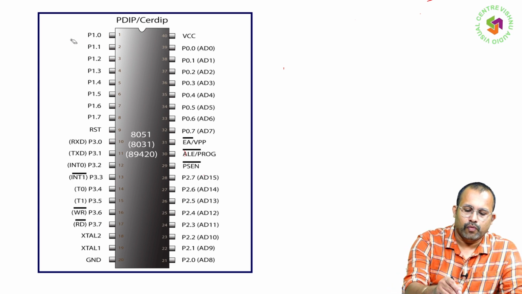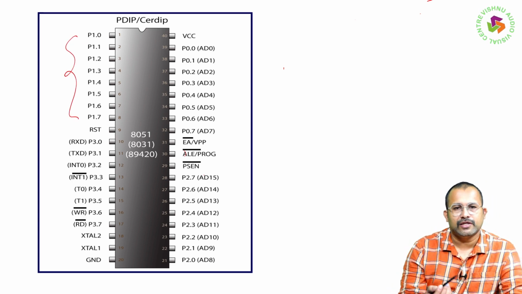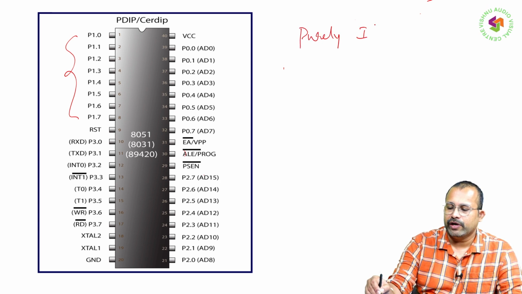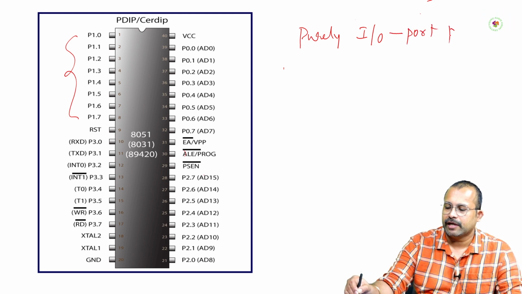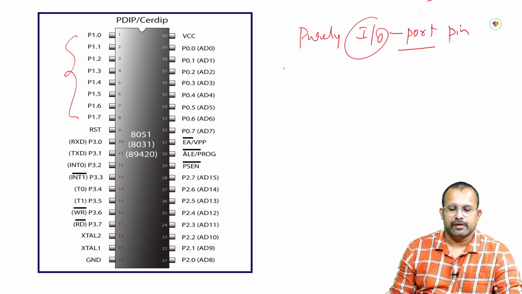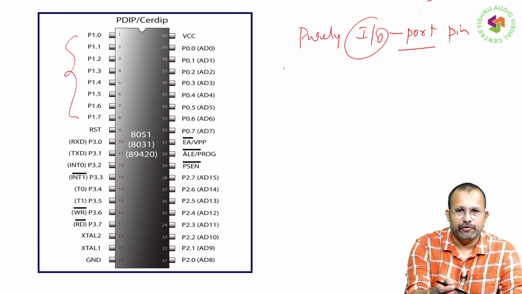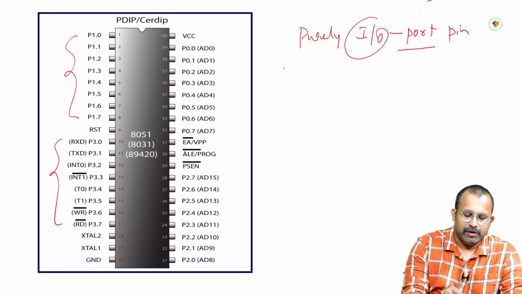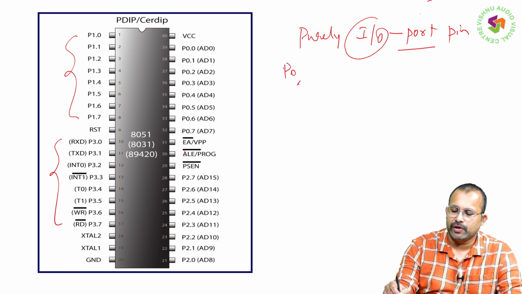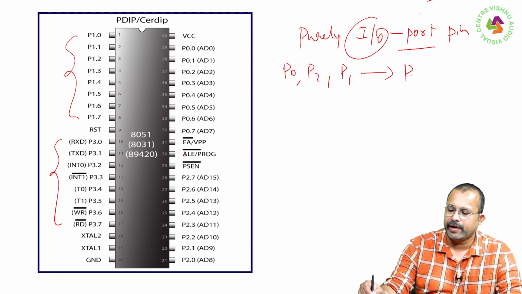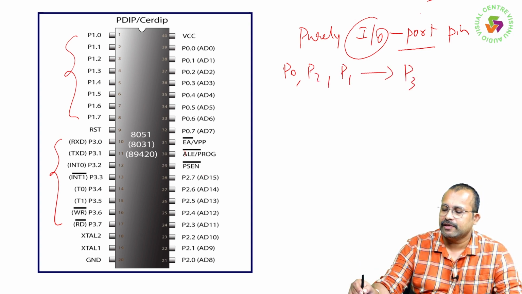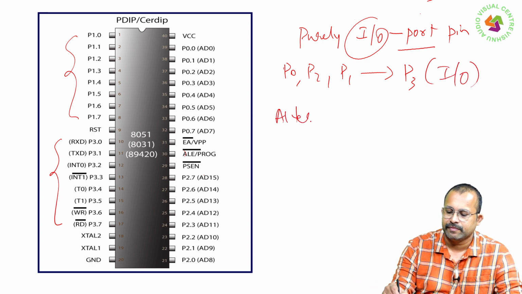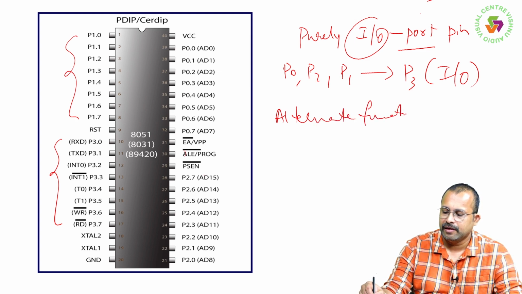So coming to port 1, mainly this one is used purely for IO devices, IO port pins. That means bidirectional IO port. There is no extra function, it is solely used for IO operations. Port 0 is done, port 2 is done, port 1 is done, and the remaining one is port 3. Port 3, in the normal case, is used for IO operations, but in some particular situations it has alternate functions.